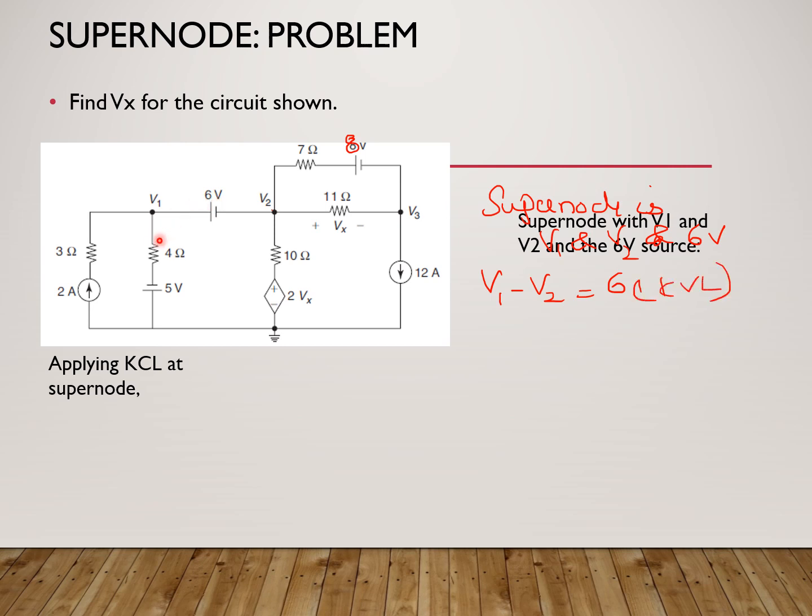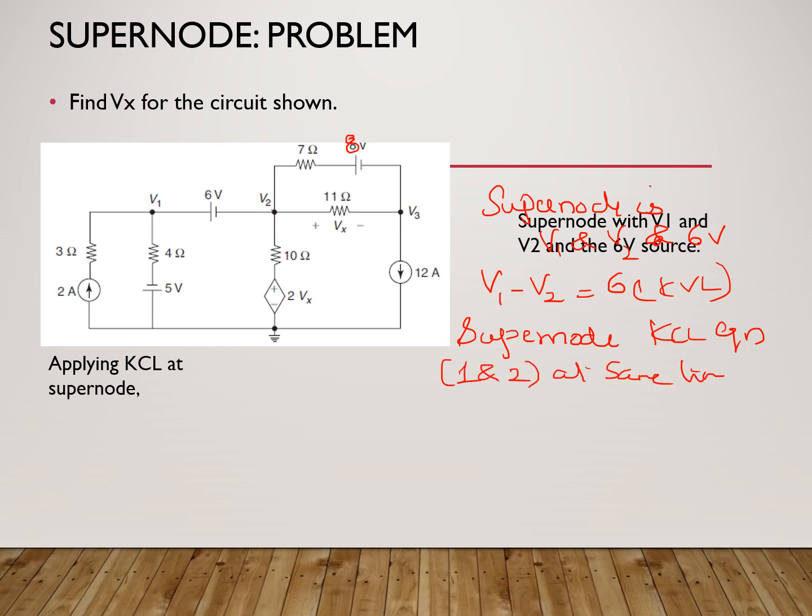When we are writing the KCL equations at node 1, we have got only two branches. So 2 ampere is flowing in, and there is this branch. Current through the 4 ohm is (V1 plus 5) divided by 4. This is at V1. Similarly, at V2, you've got 3 branches. So what is the super node equation? The super node KCL equation is going to consider 1 and 2 at the same time, right?